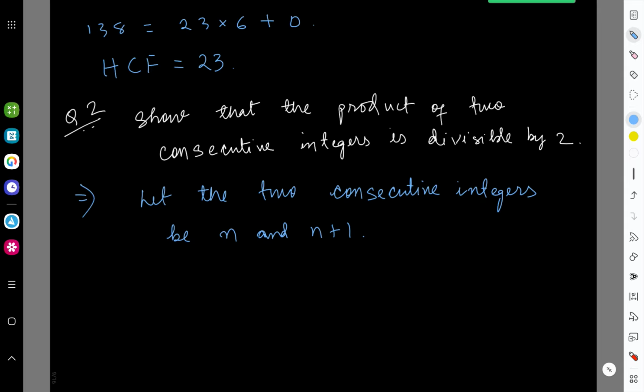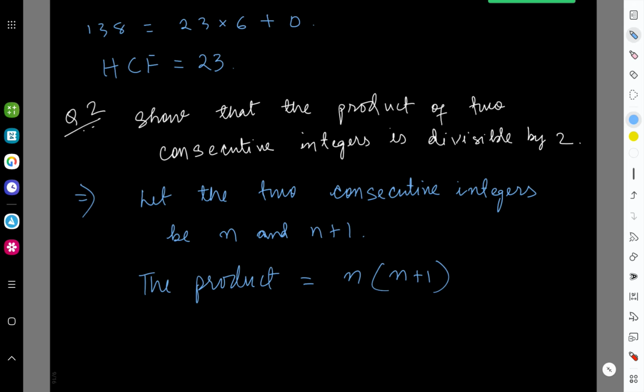Now, what does the question say? The question says that we show that the product of two consecutive integers. That means we have to show that the product of these two integers will be divisible by 2. So this is the product. The product is equal to n times n plus 1.